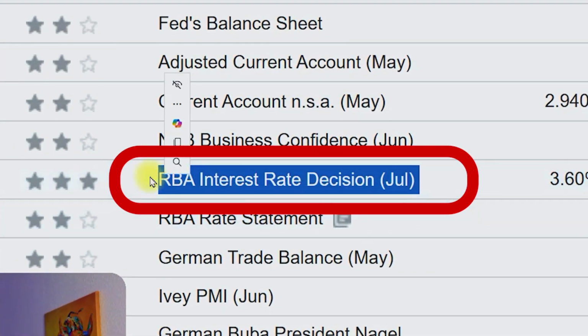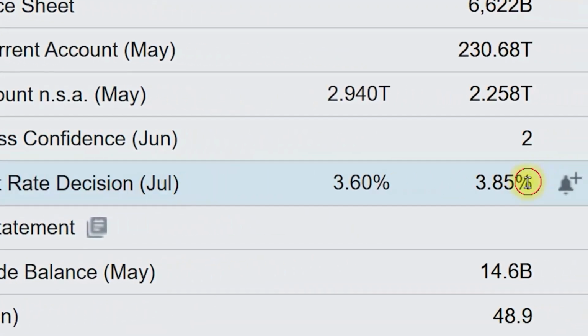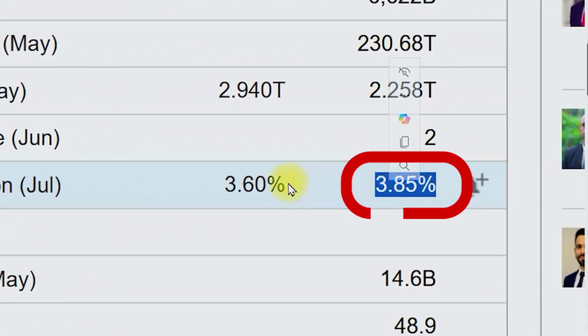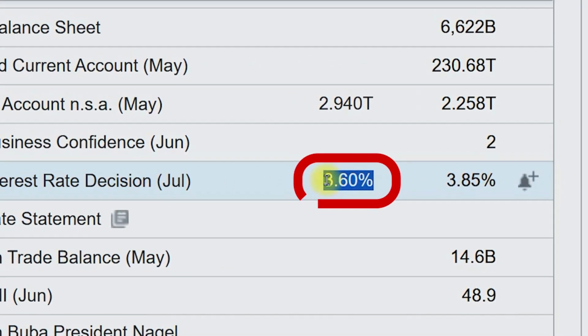So on Tuesday, July 8, will be the news of the Australian Central Bank interest rate decision. And the current value is 3.85%, and it's predicted to go down to 3.6%. What does this mean for the Australian dollar? It means that when the news is released, if the rate is cut, the Australian dollar is likely to fall sharply against other currencies as well. In particular, against the US dollar, whose chart we are about to look at.